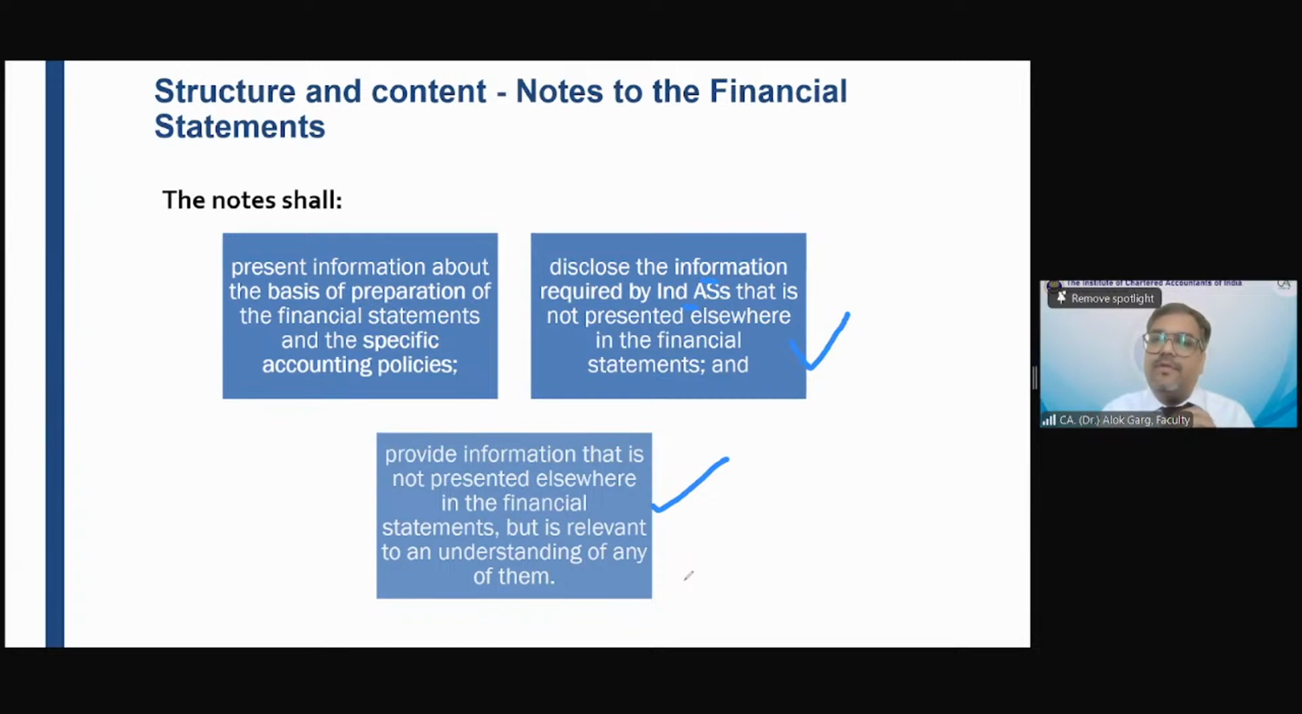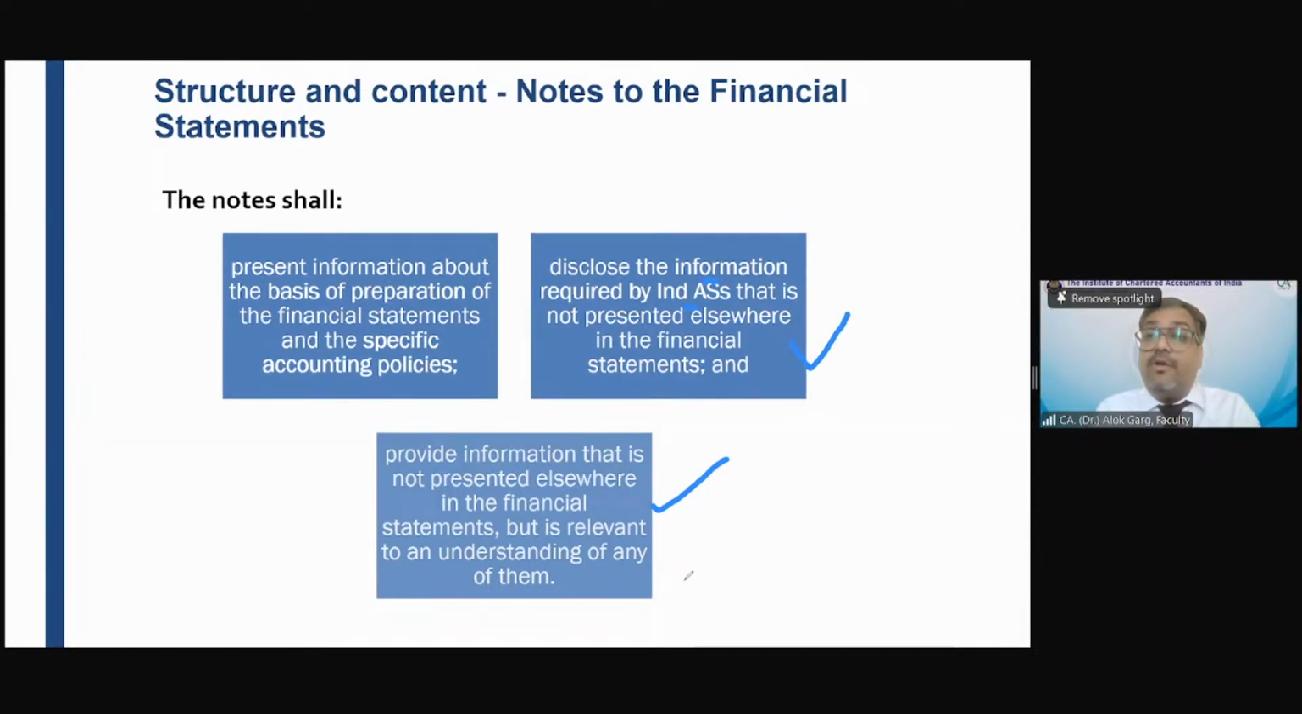So don't you think this information is important for the user of the financial statement to know that this company has pledged all its property, plant and equipment, all its land and building, for the purpose of taking a loan from the bank? Don't you think this information is important? And this information needs to be disclosed in the notes to the financial statement? Yes or no?